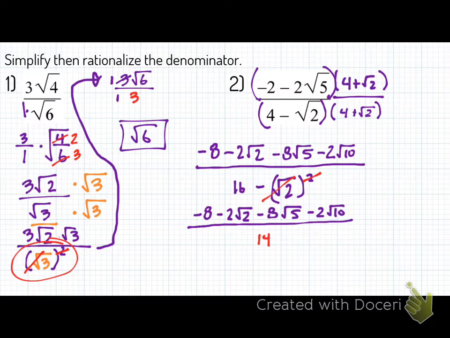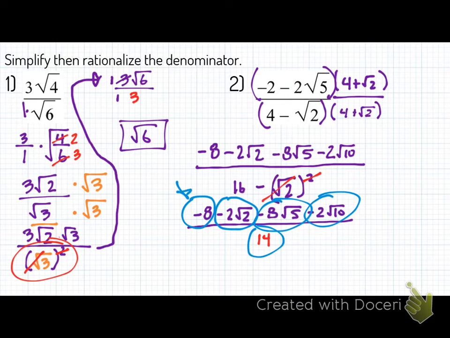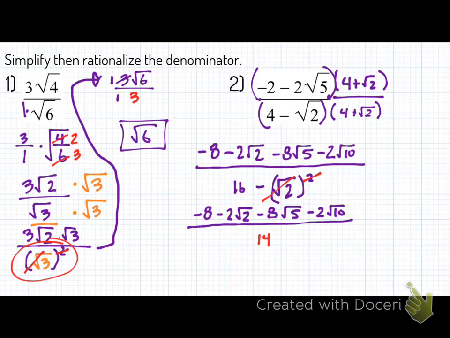So what I'm going to do now is see if I can simplify anything. So I'm looking at all my terms. This is a term, this is a term, this is a term, this is a term, and this is a term. Look at all my coefficients. We got negative 8, negative 2, negative 8, negative 2, 14, right? So what am I noticing on all of these? They all are even, right? So can't 2 go into all of them? What's 14 divided by 2? 7. This is like saying negative 8 divided by 2, which is negative 4.